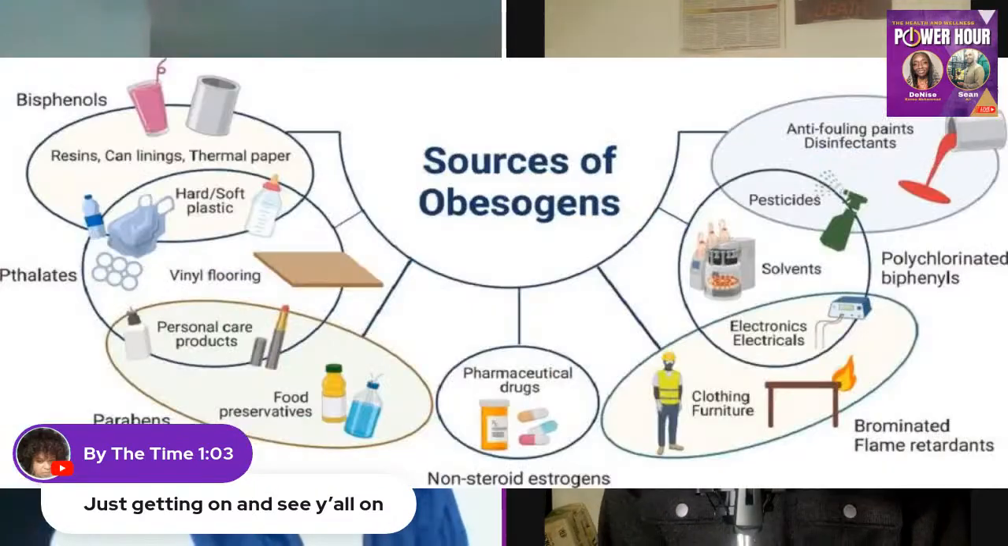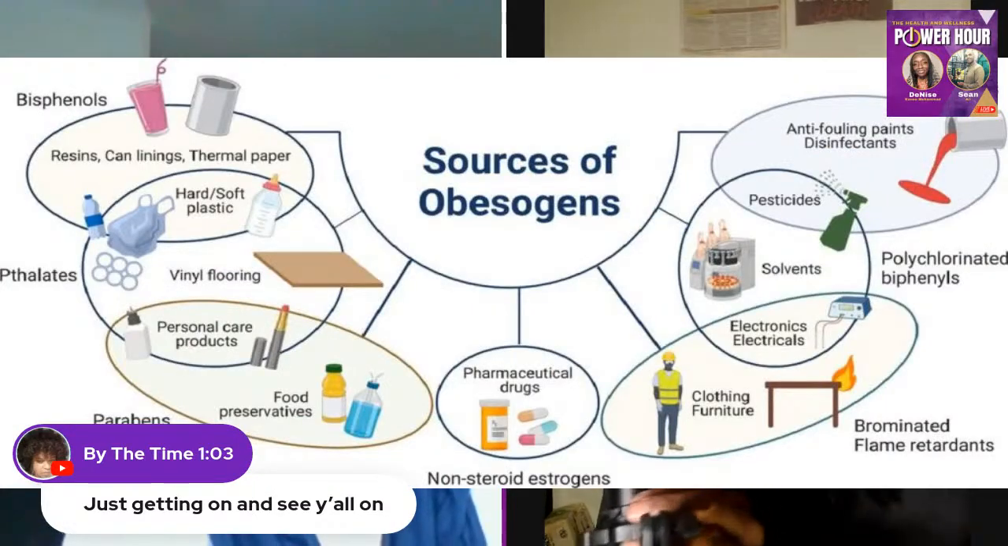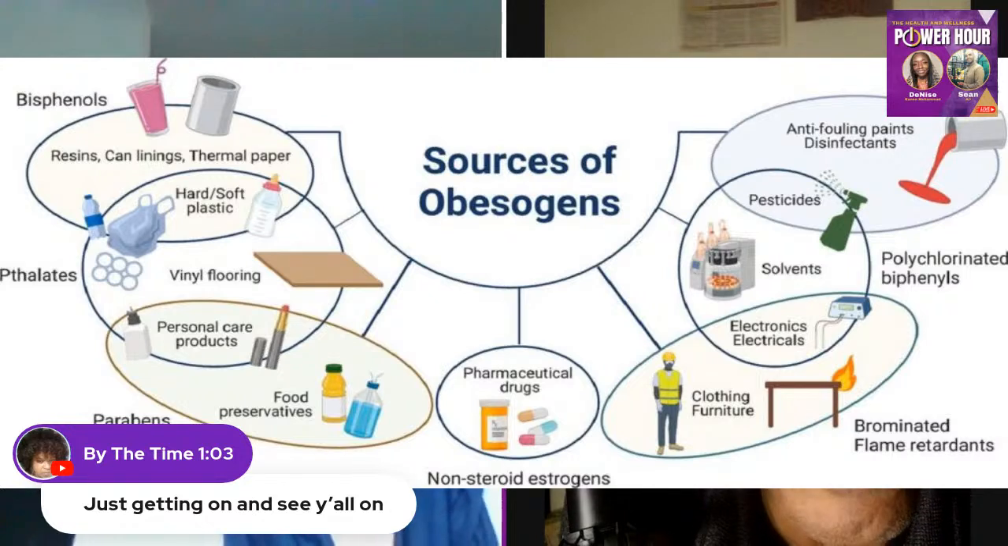But yes, that's Genesis. I'm glad you got the picture of the sources. We can recap on the things that produce obesity. Look at this. Sources of obesogens.